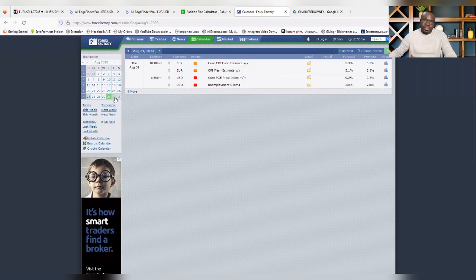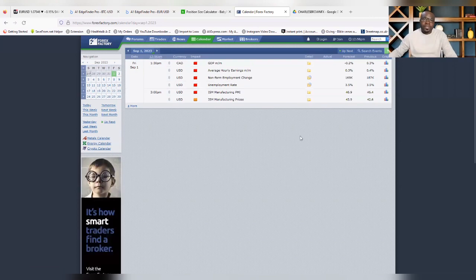So pay attention to that. Then on the 1st, which is September 1st, non-farm payroll, which is the bigger one, the first Friday of the month. So ensure you pay attention to all of this economic news this week.